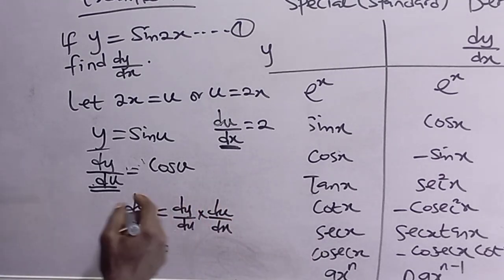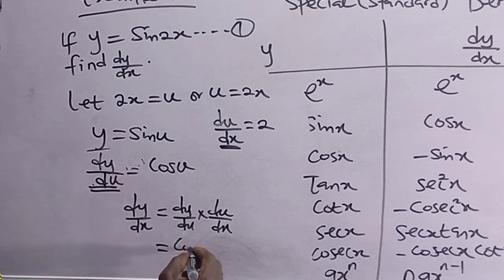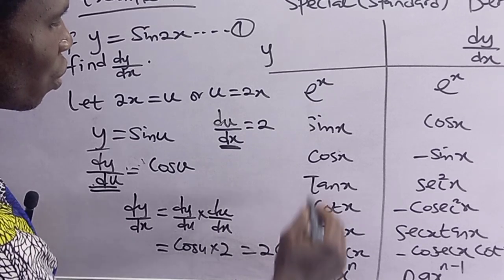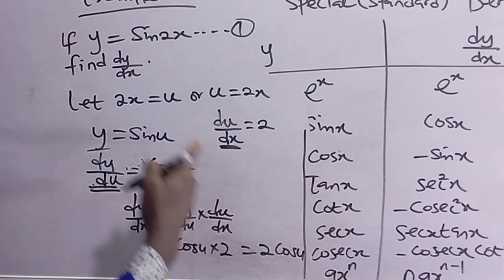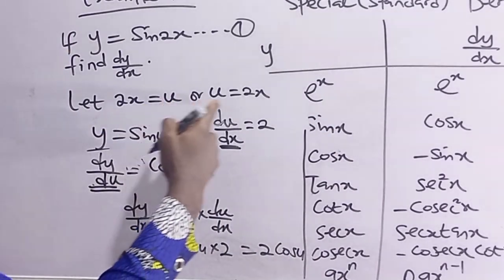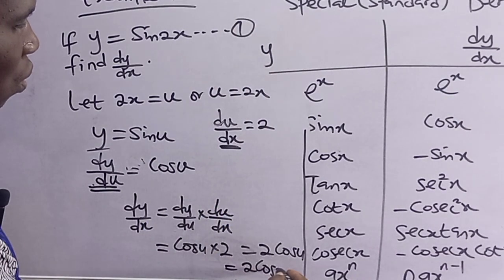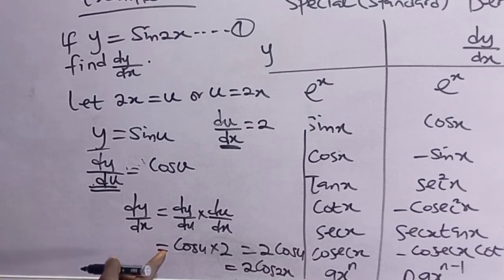So what is the value of dy over du? We have cos u times 2, which is equal to 2 cos u. But what's the value of u? u is equal to 2x. So the final answer becomes 2 cos 2x. So dy over dx is equal to 2 cos 2x.